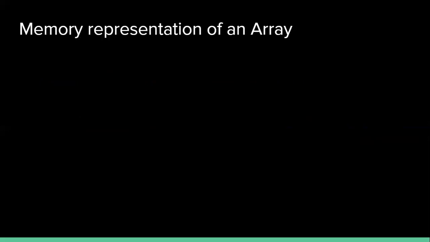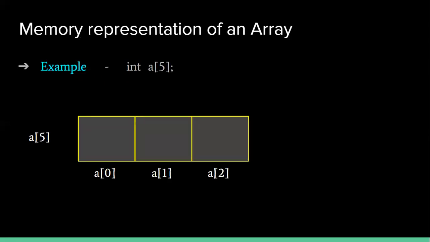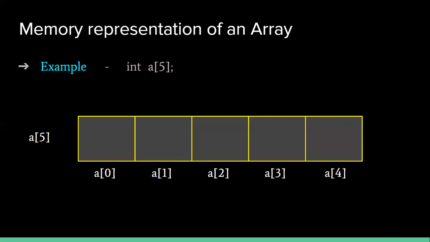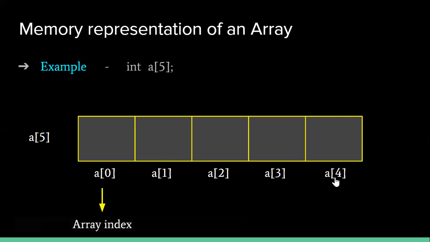The next point is memory representation of an array. One example, an integer array of size 5. Here we will require 5 memory locations. The first is A of 0, A of 1, 2, 3, and 4. This A of 0 is called the array index. That is A of 1, 2. Everything is known as an array index. And here you can store the array elements. Let's insert some elements.